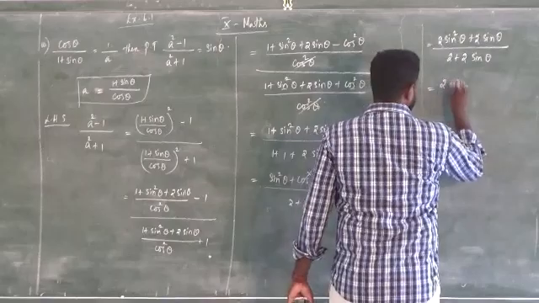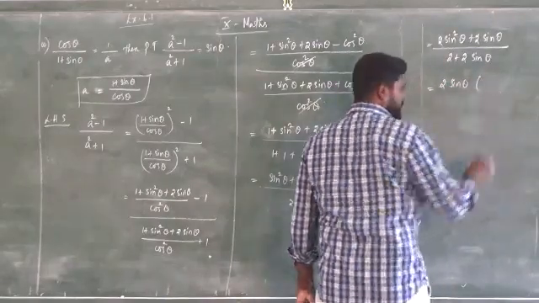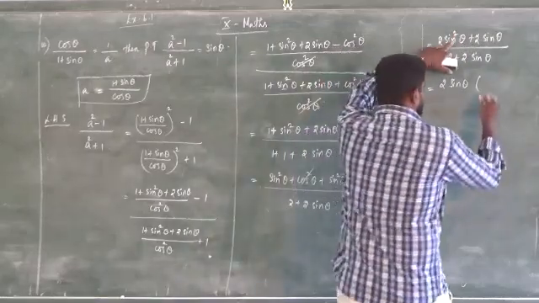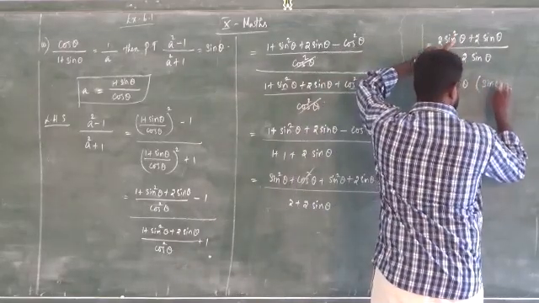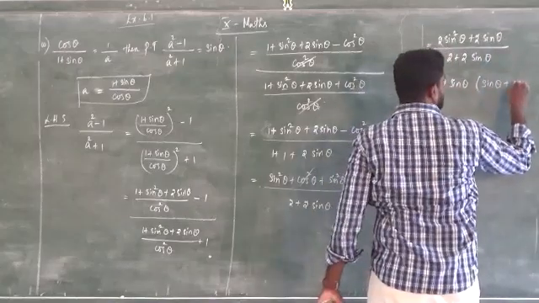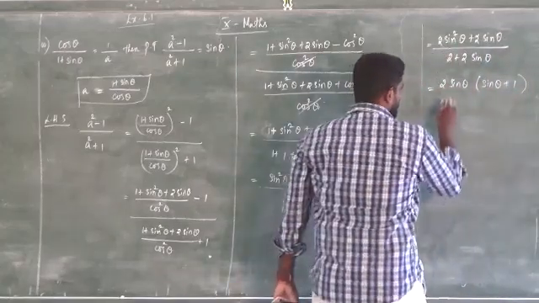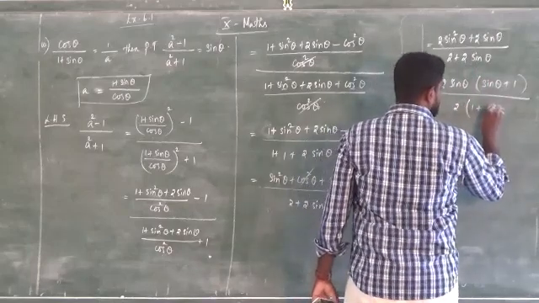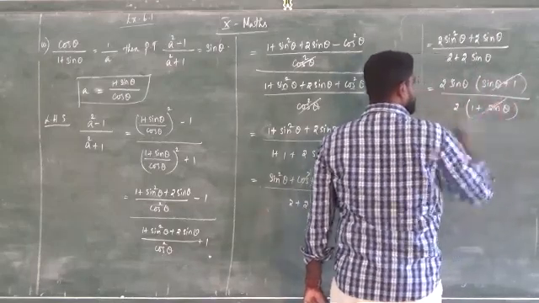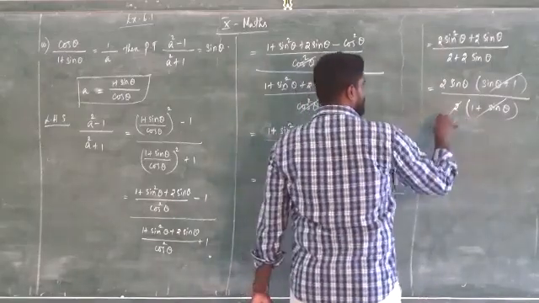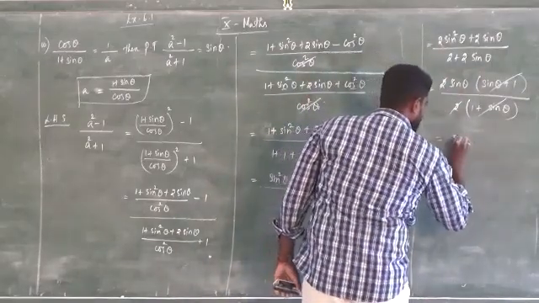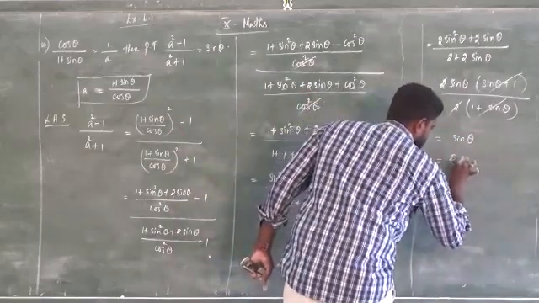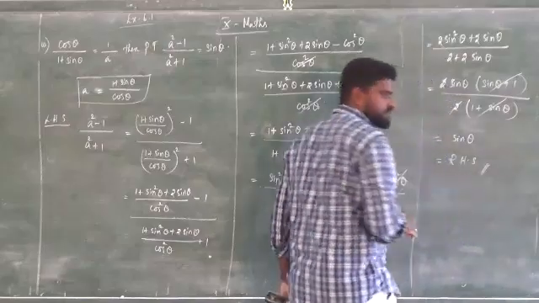So 2 into sin theta. If you take 2 sin theta as common, remaining sin theta is there. So 2 sin theta into sin theta, and if you take 2 sin theta as common, remaining is 1. In the denominator only 2 is common. So if you take 2 as common, 1 plus sin theta. So 1 plus sin theta, 1 plus sin theta cancel, and 2 will be cancelled. What is remaining? Sin theta. That is the proof. So that is the RHS, hence the proof.